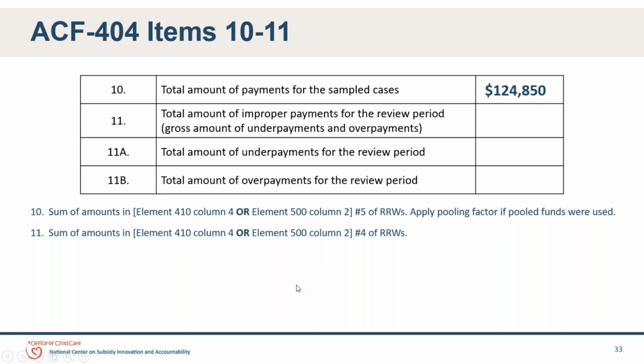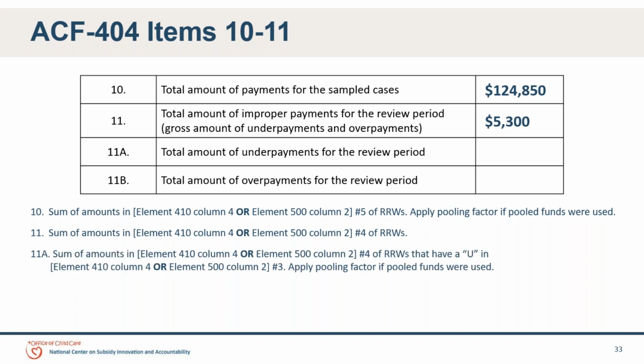Item 11 is the total amount of improper payments for the review period. This is the gross amount of underpayments and overpayments. This item is calculated automatically in the OLDC based on what you enter for 11A and 11B. For 11A, the total amount of underpayments for the review period, you would sum up the amounts from the record review worksheet case summary, number 4, for only those record review worksheets that have a U recorded for item 3.